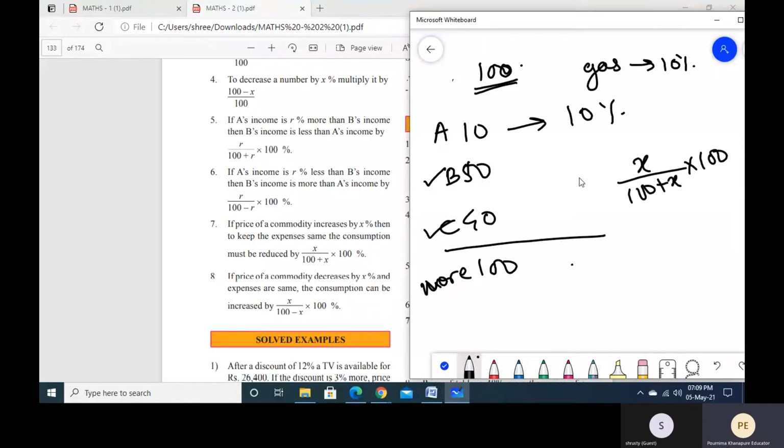So we have to decrease something else, like B or C, so that the total expense would be only 100. If it increases, then it is 100 plus X. If it decreases, then it is 100 minus X. Getting it?